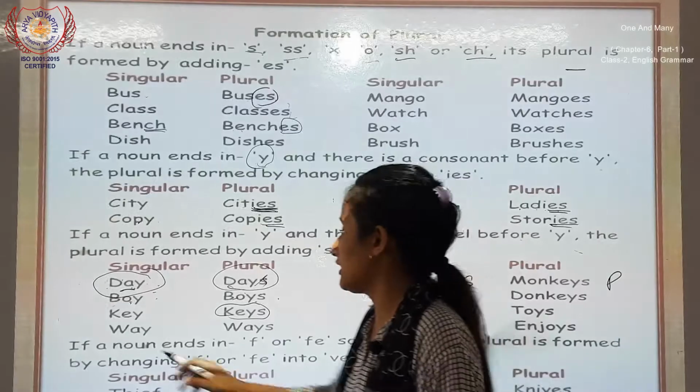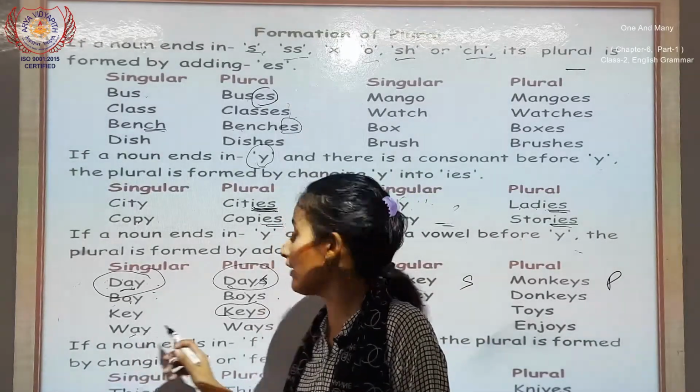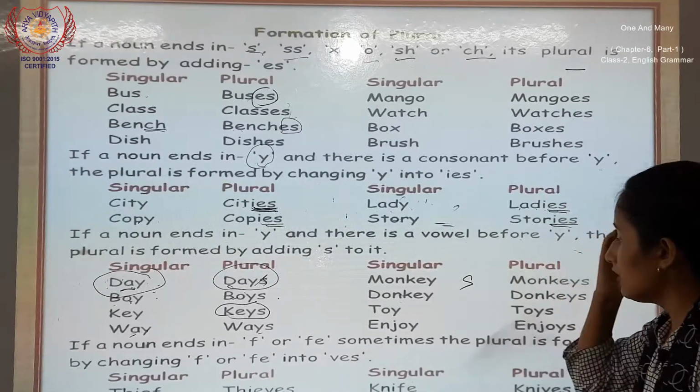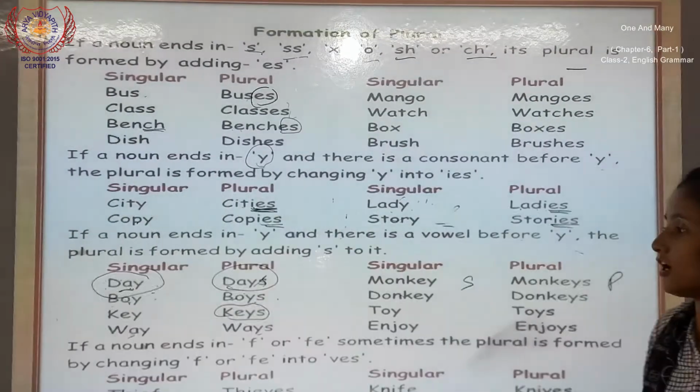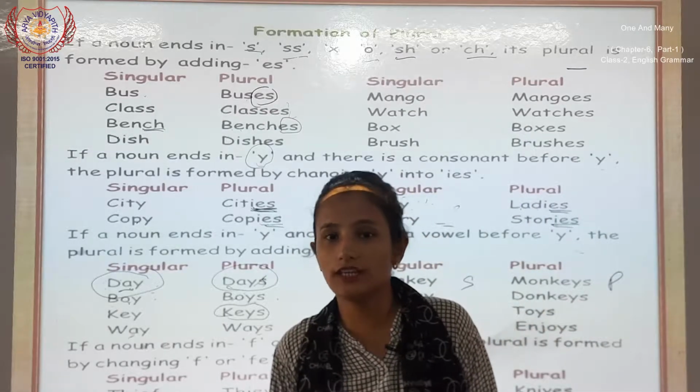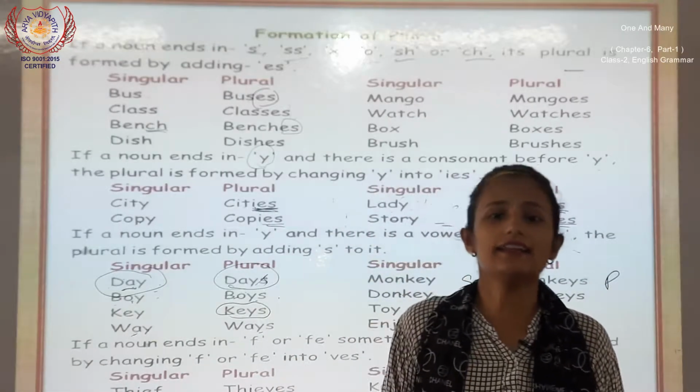Okay, so WAY, A is a vowel, WAYS, ways. ऐसे करके आप लोग vowels को क्या करना है, vowels जहाँ भी होगा y के आगे, so we don't have to change y, we only have to write s.